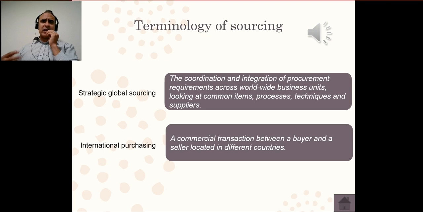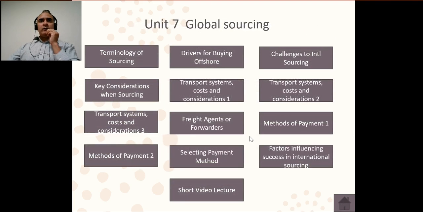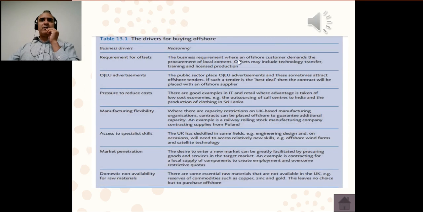In this case, international purchasing is just a term for buying things abroad. Okay, very good. So with that, we're done with that one. And then drivers for buying offshore. Why do I want to buy offshore?